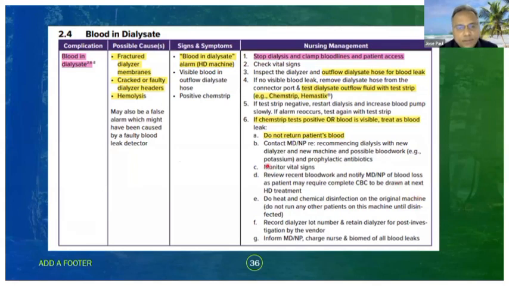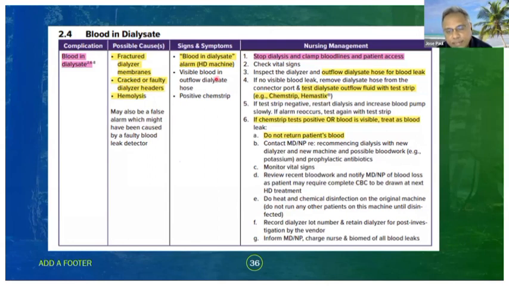So one of the causes is hemolysis, as I already mentioned. Because there is a lysis of the RBCs in the blood compartment, the hemoglobin and all these things can diffuse into the dialysate compartment, and it can turn the dialysate line red. Then other causes are cracked or faulty headers, fractured dialyzer membranes. All these again can cause blood in the dialysate.